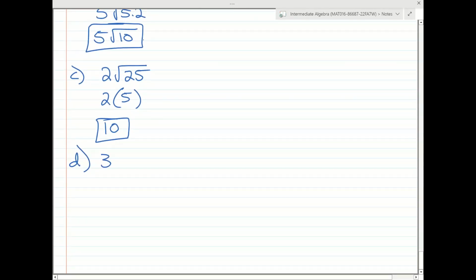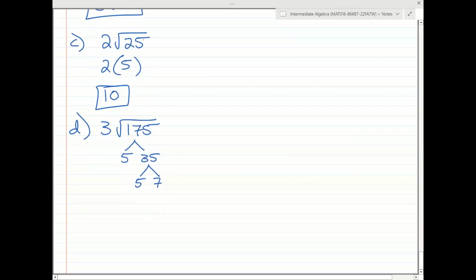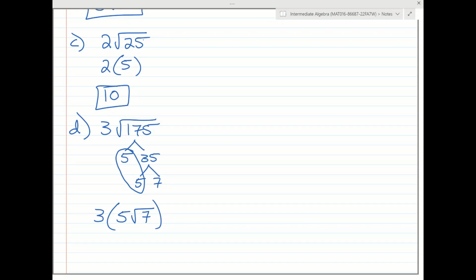What if we had 3 times the square root of 175? Now, I don't know what perfect root goes into 175, so I'm not going to use the second technique here. But I know 175 is the same thing as 5 and 35. 35 is 5 and 7. So we would just write 5 square root of 7. Remember, whatever's left over goes on the inside. But we're multiplying by 3. The way you multiply radicals is you multiply whatever's on the outside. We would just get 15 root 7.